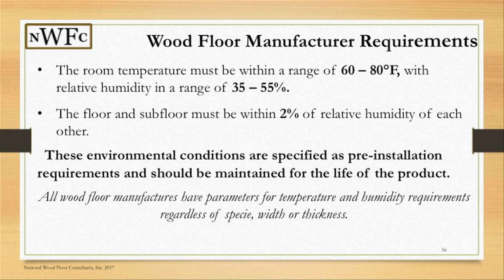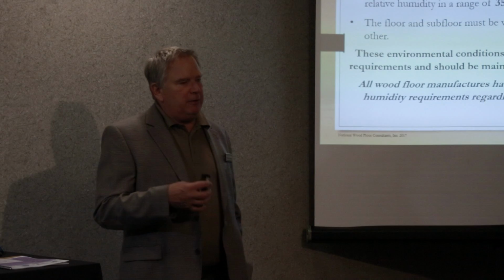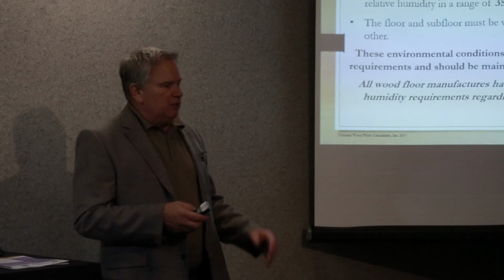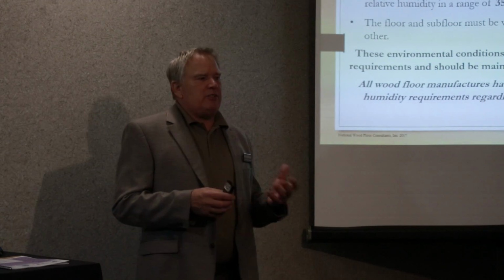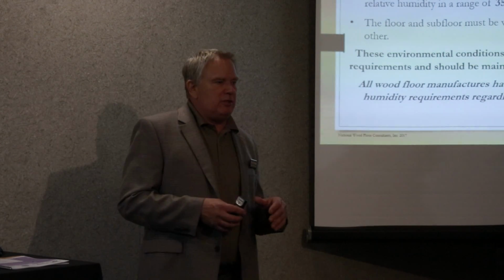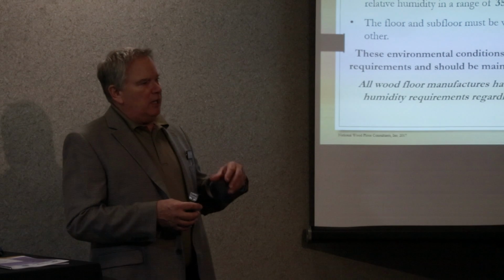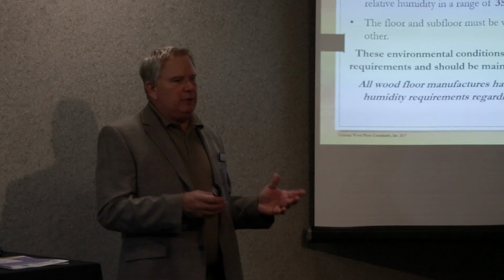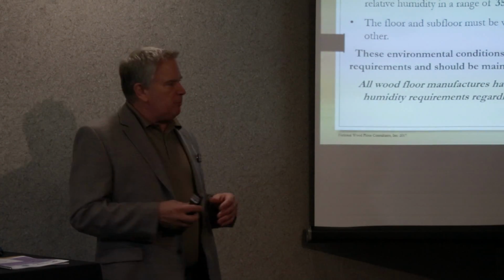When we start looking at a wood manufacturer, every manufacturer will have their specific requirements. The temperature range must be 60 to 80 degrees and relative humidity between 35 and 55%. Typically your 35 to 55% is, for the most part, a US standard. When you start getting into your 40 to 60%, a lot of times you'll see, like, your European oak, a lot of your Asian material, they'll be up in the 40 to 60% range.